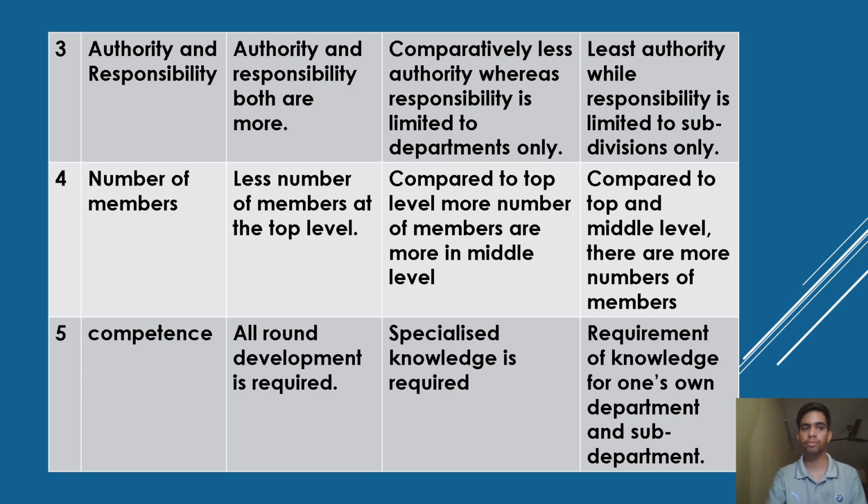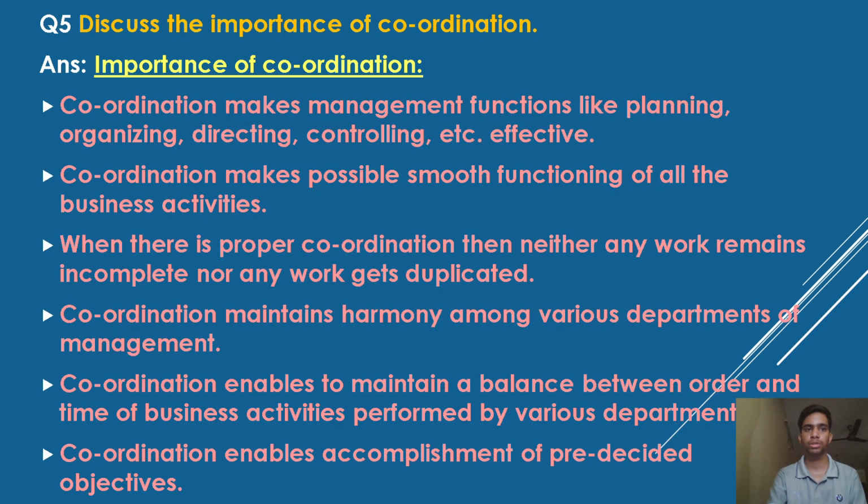Fourth, number of members. In top level management, there are fewer members. In middle level, compared to top level, the number of members is more. Compared to top level and middle level, there are even more members at the bottom level. Competence: all around development is required. Specialized knowledge is required. Requirement of knowledge for one's own department and sub department. Question number 5. Discuss the importance of coordination. Importance of coordination.